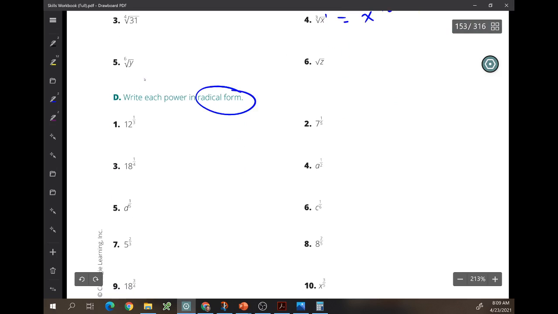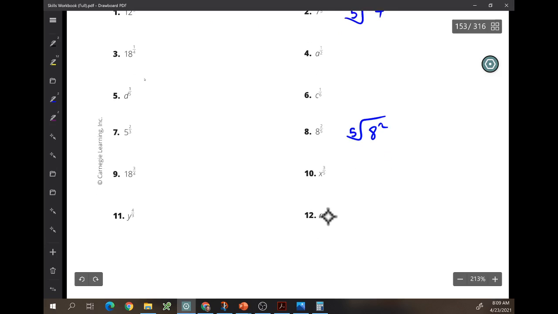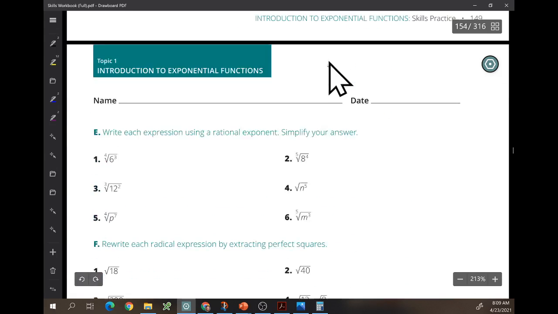This one's going backwards. So we're just writing it back into radical form. So my bottom power goes outside. My top power goes inside. I don't really write the 7 to the first. If it's to the first, we don't really write it. If I did something like number 8, the 5th goes outside, and then we have 8 squared. And like say number 12, the 2 goes outside. If it's a 2, I don't write it. If you write it, I'm not going to mark you down, but we don't really write the 2. It's just a square root. And m to the 5th. All right, so that's how those work.